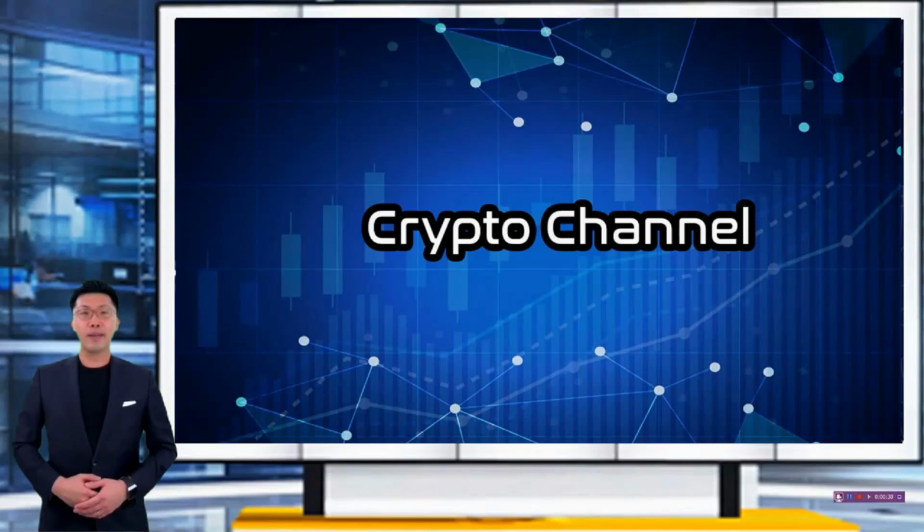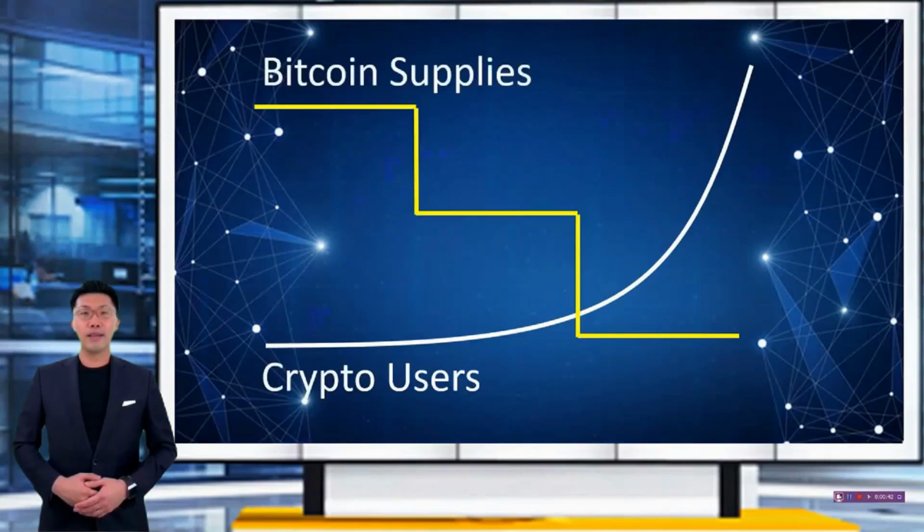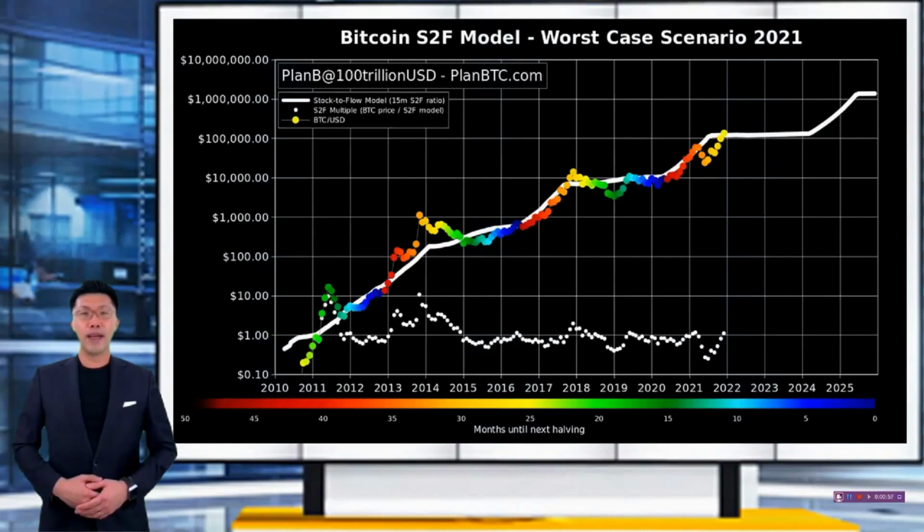Crypto users are growing exponentially and Bitcoin supply is decreasing every 4 years. Buying Bitcoin is like buying land. The land supply is very limited. If you can hold Bitcoin as long as you can, you can make a profit. But nobody knows the future. This is just a statistical prediction based on historical data. We just show the probability of what can happen in the future.